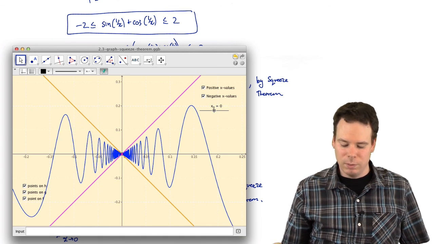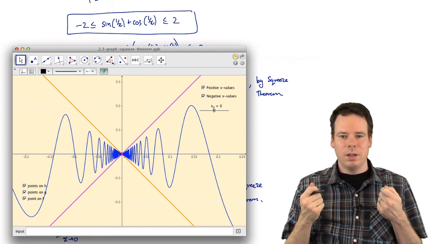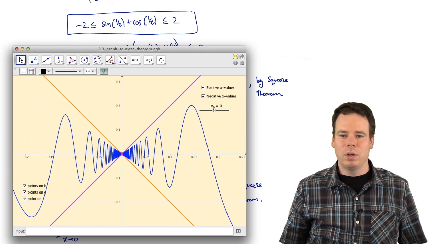And so this is the squeeze theorem. This is the visualization of it. You want to try to find an upper bound and a lower bound on the function such that those two functions have the same limit, so the thing trapped between them also has the same limit.